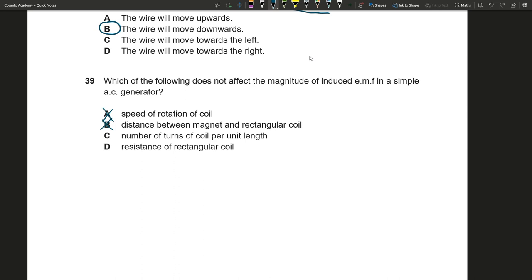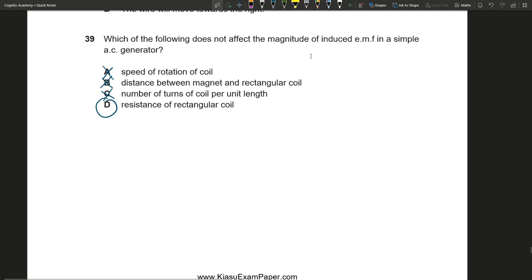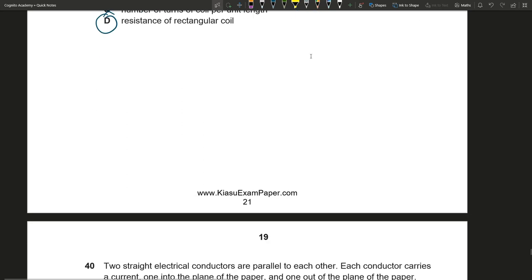The number of turns of coil per unit length. The more turns of coil there are, the higher the induced EMF, so C is wrong as well. The answer is D, the resistance of the rectangular coil. Essentially, the resistance of the rectangular coil does not affect the magnitude of the induced EMF. The current might be affected by the resistance, but not the magnitude of the induced EMF.